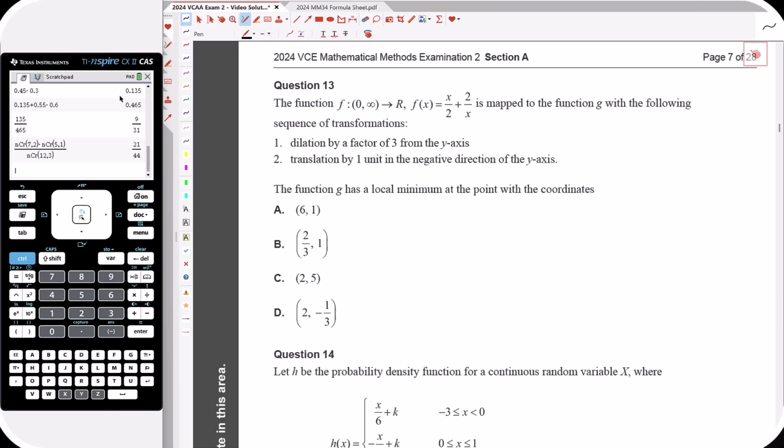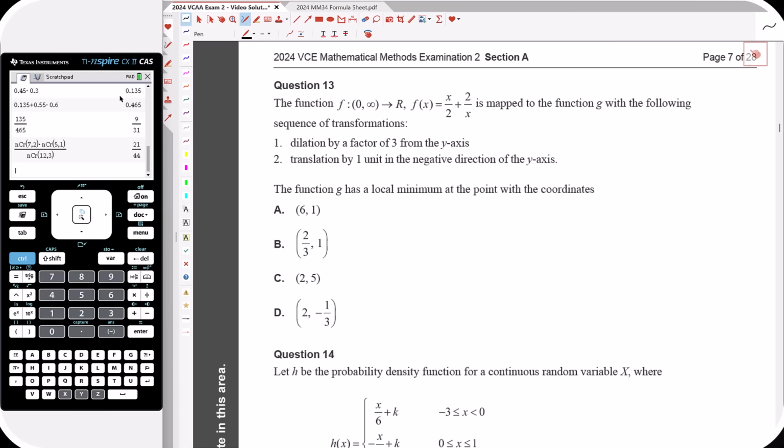The function f, which has domain from 0 to infinity, and it's the sum of a linear and a hyperbola, is mapped to the function g with the following sequence of transformations. Dilation by a factor of 3 from the y-axis, translation by 1 unit in the negative direction of the x-axis. The function g has a local minimum at the point with the coordinates.